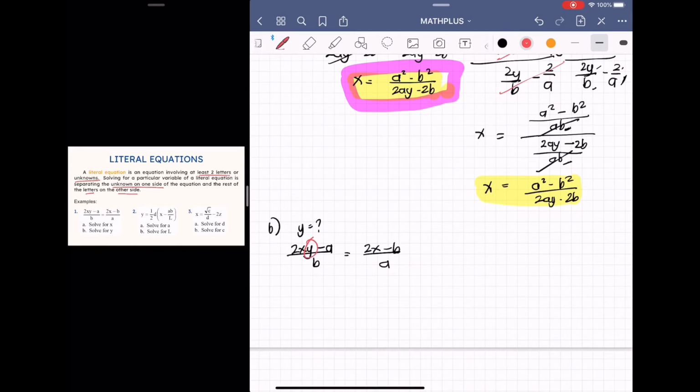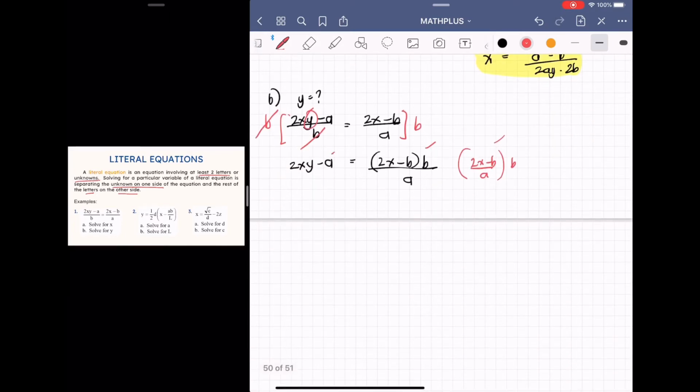So what I do is simplify or remove the fractions in the left side of the equation, and that is by multiplying both sides by b. In that case, this will be cancelled. I'll be left with 2xy minus a, which is equivalent to (2x - b) times b all over a. Or you can write it as (2x - b)/a, the quantity multiplied to b. Either of the two is correct.